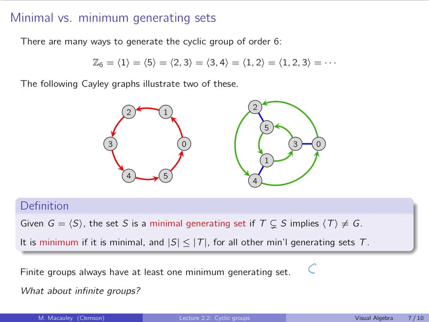So let's take the rational numbers, and I'm going to take away 0. I'll have notation for this later, but for now, let me just write this: Q take away 0, and the binary operation is multiplication. And compare this to the rational numbers under the operation of addition. And think about what a minimal or minimum generating set for one of these might look like, and if they necessarily exist.